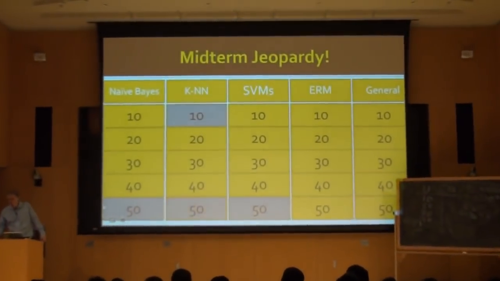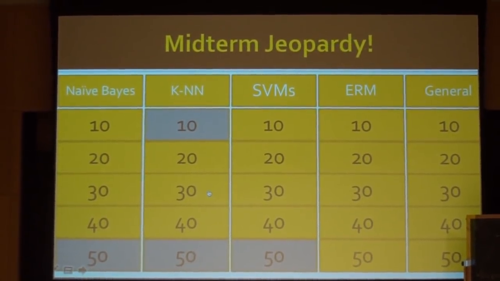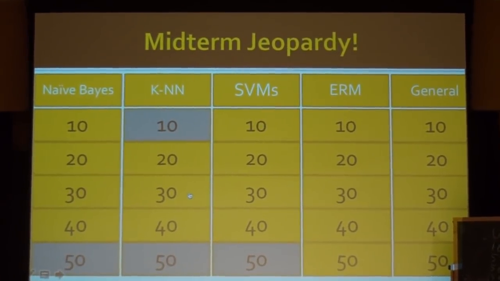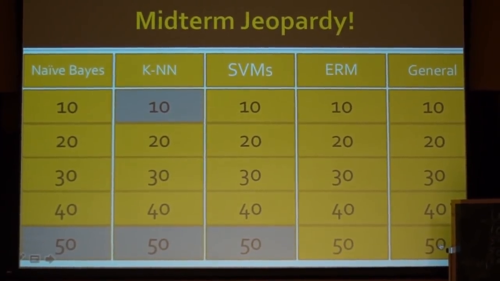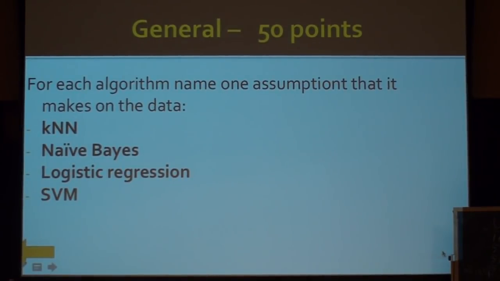All right. Next question. General 50? All right, ready? Go. For each algorithm, name one assumption that it makes on the data: k-NNs, neighbors, Naïve Bayes, logistic regression, and SVM.